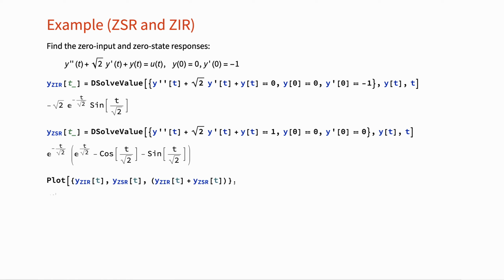Let's plot these two components together with the total response, the sum of the two components, and we can see how each solution changes over time. The zero input signal goes to zero eventually. The zero state solution with unit step for the input signal goes to 1 after some time passes. And the total solution shown here in green is the sum of these two solutions.